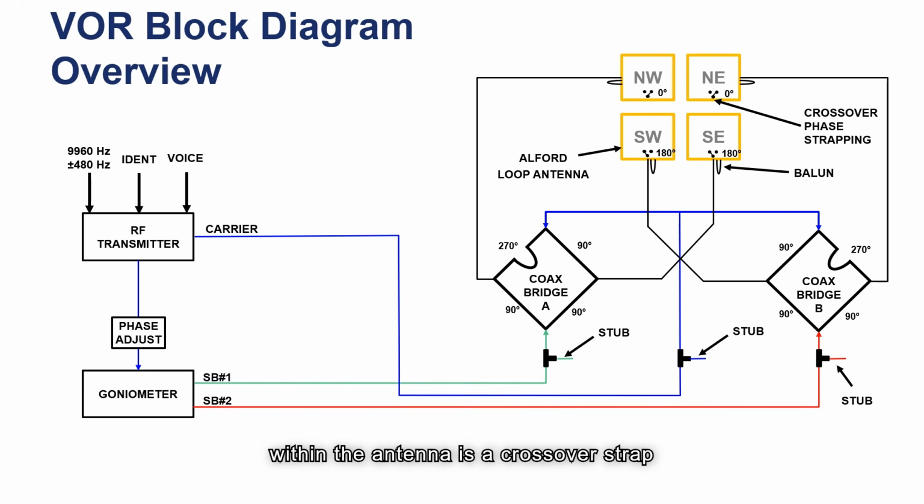And within the antenna is a crossover strap or crossover phasing strap, where the north antennas are strapped to the right and the south antennas are strapped to the left to provide the required phase shift before radiating.